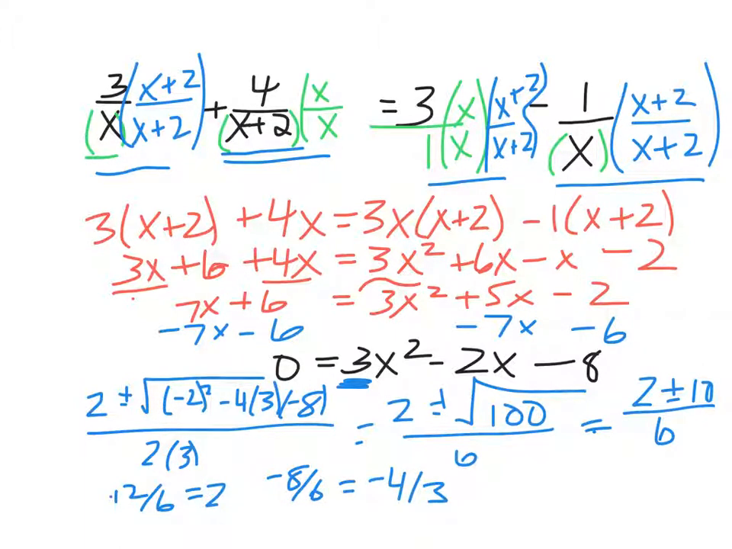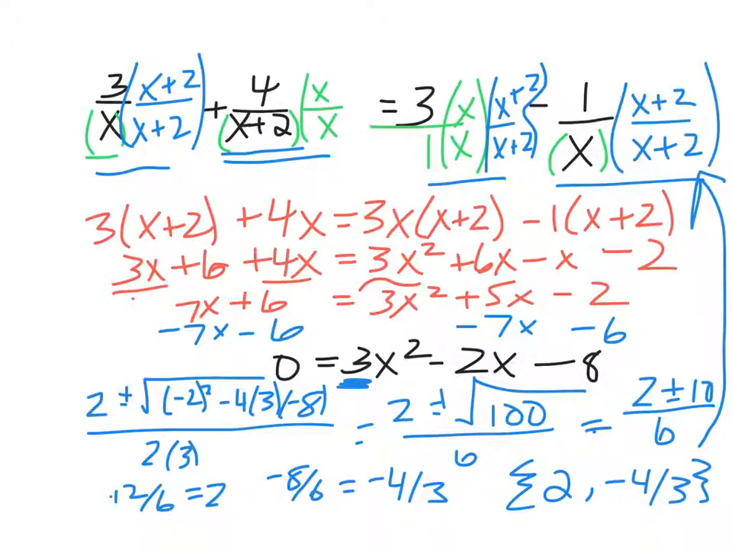So my two solutions are 2 and negative 4/3, but I need to not forget my last step, which is to just make sure they don't make my original denominator 0. Nope, we're good.